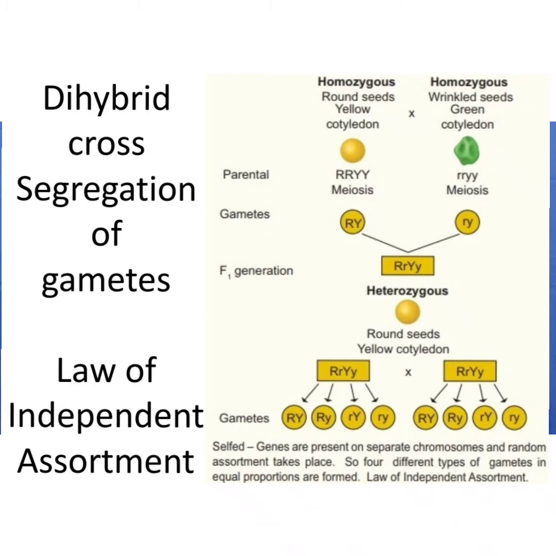In the F1 generation, the progeny obtained is heterozygous. The genotype is capital R, small r, capital Y, small y. When they are selfed, the round seeds and yellow cotyledon will produce four types of gametes: capital R capital Y, capital R small y, small r capital Y, and small r small y. The genes are present on separate chromosomes and random assortment takes place. So, four different types of gametes are formed in equal proportions. This obeys the law of independent assortment.